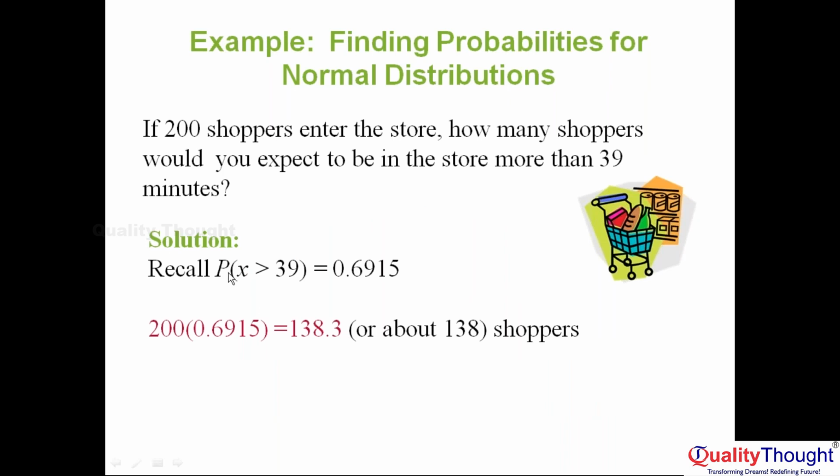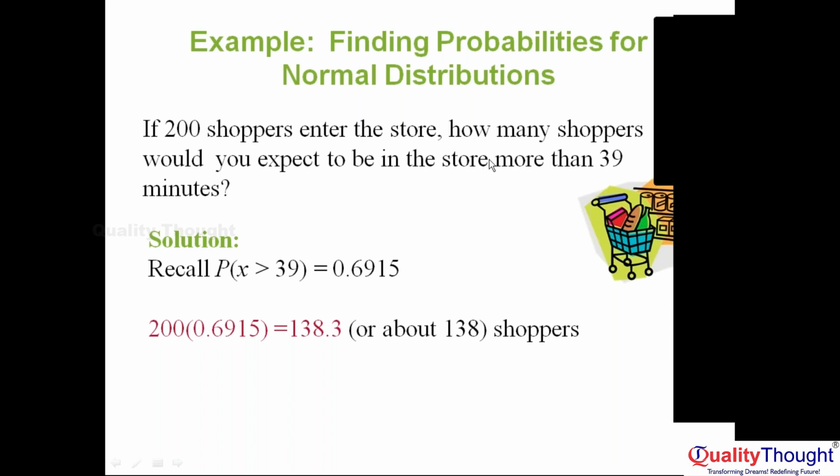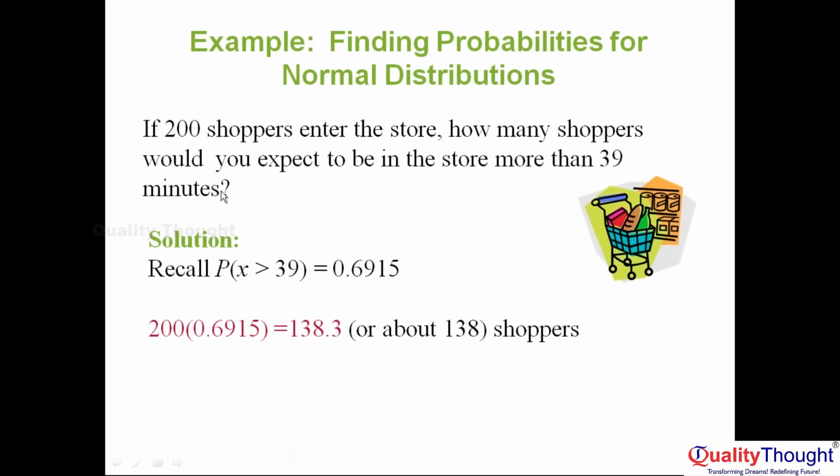Okay, so if 200 shoppers enter the store, how many shoppers would you expect to be in the store more than 39 minutes? So 200 times 0.69, which is going to be 138. Okay, so now can you understand this analysis and analytics and prediction? Actually, we haven't done any predictions here. We will see that one in the near future.